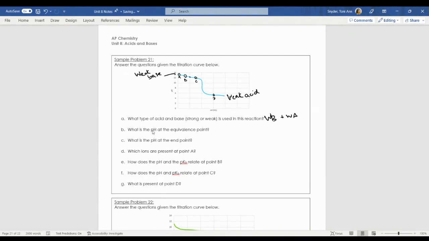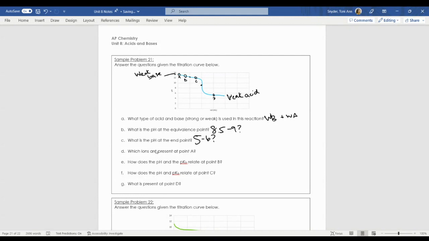What's the pH of the equivalence point? If I look at this equivalence point, it looks like it's somewhere about 8.5 to 9, we'll say. 8.5 to 9 again, somewhere around there. You don't have to be too specific about that. That's my estimation. What's the pH of the end point? So the end point would be where the reaction is totally over. So my end point looks like it's right at about, I don't know, 5 to 6, somewhere around that region.